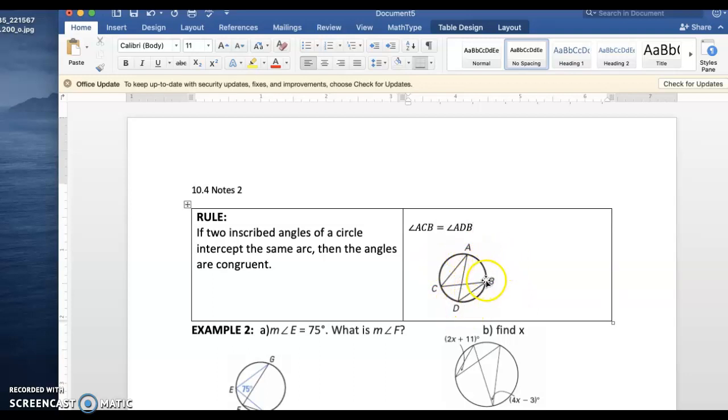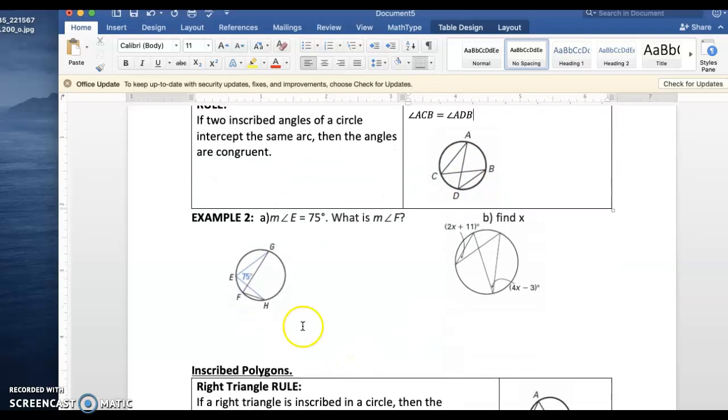So they're both enclosing this one section of the circle, so I can conclude that those angle measures, if we wanted to be simple, angle C and angle D are equal to each other. In this example, I'm showing how that actually works.